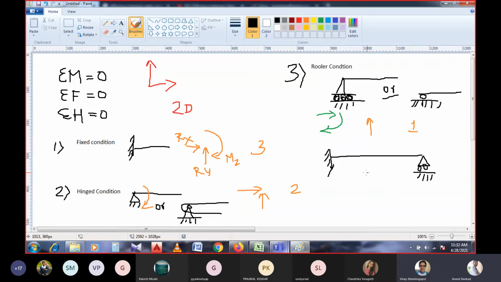So if you want to calculate the exact reactions in the beam, can anyone tell me? Here there are three reactions, right? And here only one reaction you can have, right? But the degrees of freedom over here is 0 and over here is 2, right? So the reactions for this beam will be three, and the other support will be 1. That will be a total of 4 reactions in the beam.